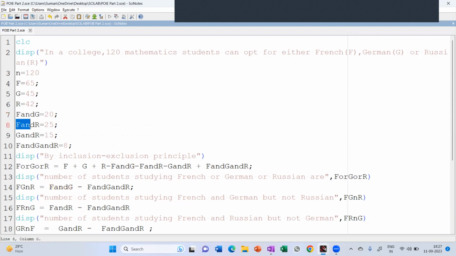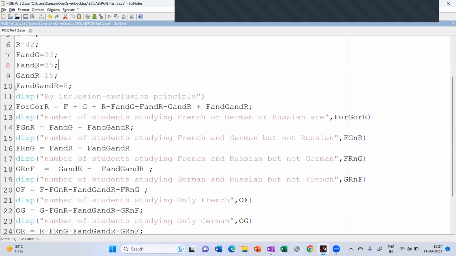F and R stands for the number of students who have taken French and Russian. G and R stands for students who have taken German and Russian. Again, remember, whenever you require the value of F and R, you have to use the variable name F and R only. You cannot write R and F. So here also you have to be very careful.